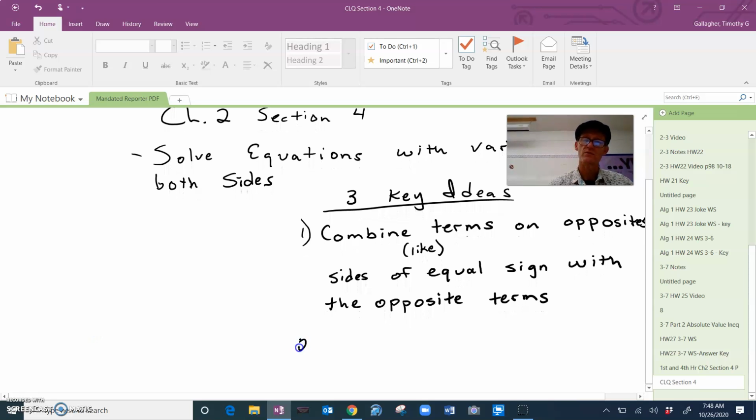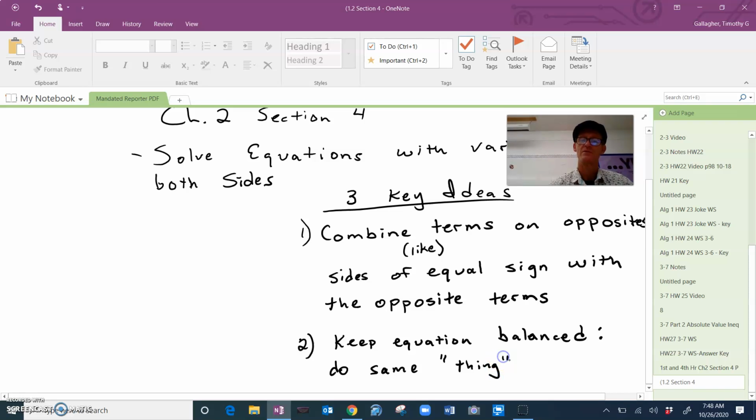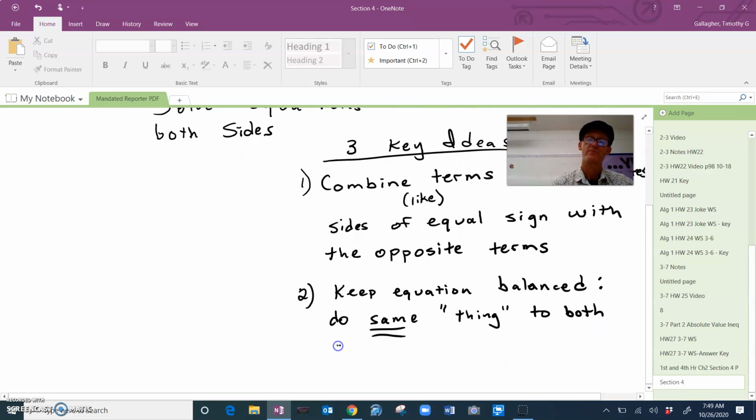Number two is you always want to keep the equation balanced. What do I mean by balanced? You want to do the same thing to both sides. So keeping the equation balanced is important.